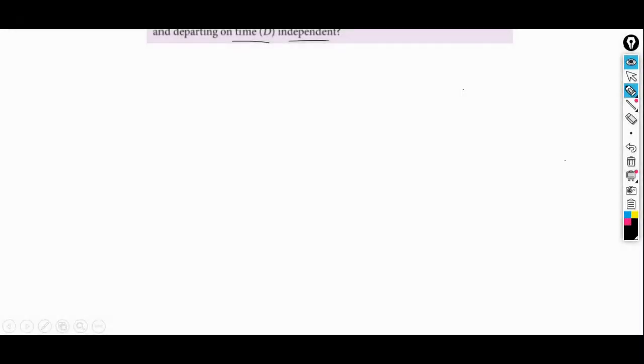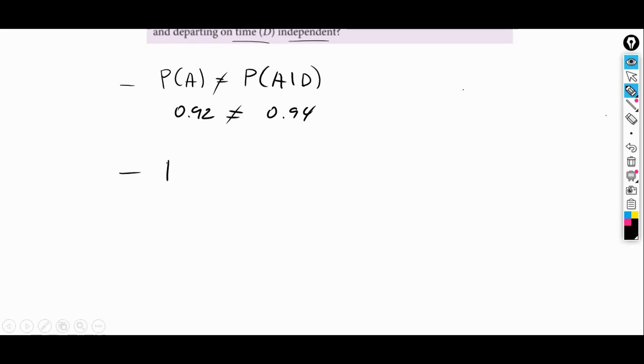So we can verify this using two different methods, right? So the first method would be to check if the probability of A is equal to the probability of A given D. And if you recall, the probability of A was 0.92 and the probability of A given D was 0.94. And since these two are not equal, the events A and D are not independent. Alternatively, we can check if the probability of A intersection D is equal to the probability of A times the probability of D.